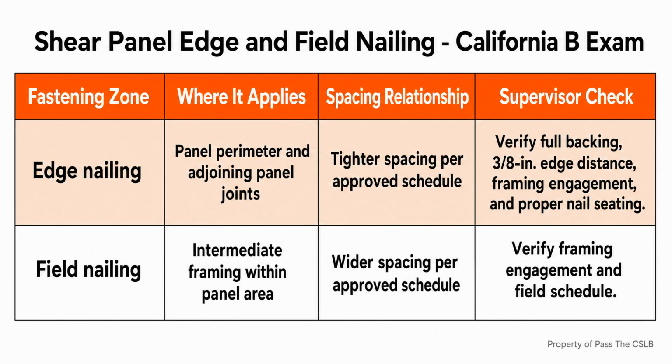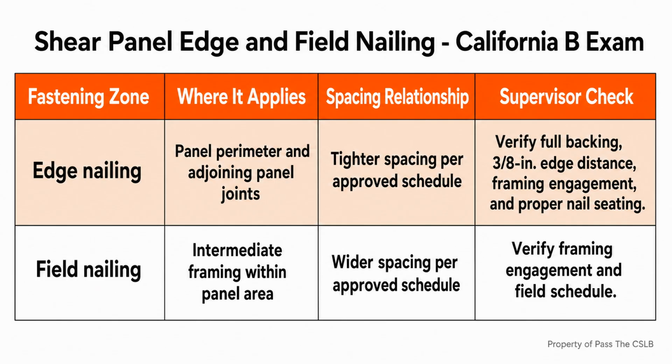I also want to separate design from execution. A general building contractor does not invent a shear schedule in the field. The plans, structural details, applicable code, and responsible design authority establish the required panel, fastener, spacing, framing, and anchorage. The contractor's job is to coordinate that information, build it correctly, recognize defects, and stop concealment when the work does not match.